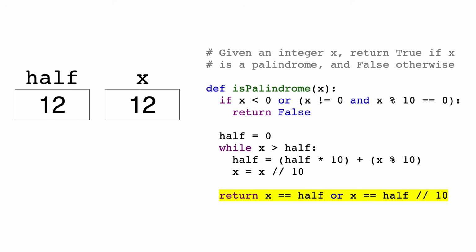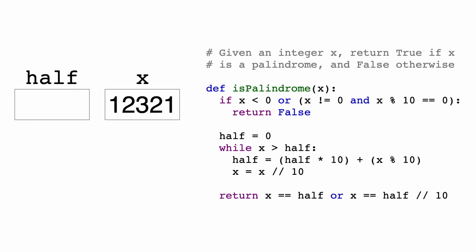For the last line of code, we'll check 2 conditions, and if either of them are true, we'll return true. Remember that if the original half is equal to the reversed half, then the number is a palindrome, so that's what we check for here. In this case, 12 is equal to 12, which means we do have a palindrome. Since this part is true, the function will return true and we are done. Now you may be wondering, what about this part? Well, that's the part we have to use if x has an odd number of digits. Let's do another example to see this.